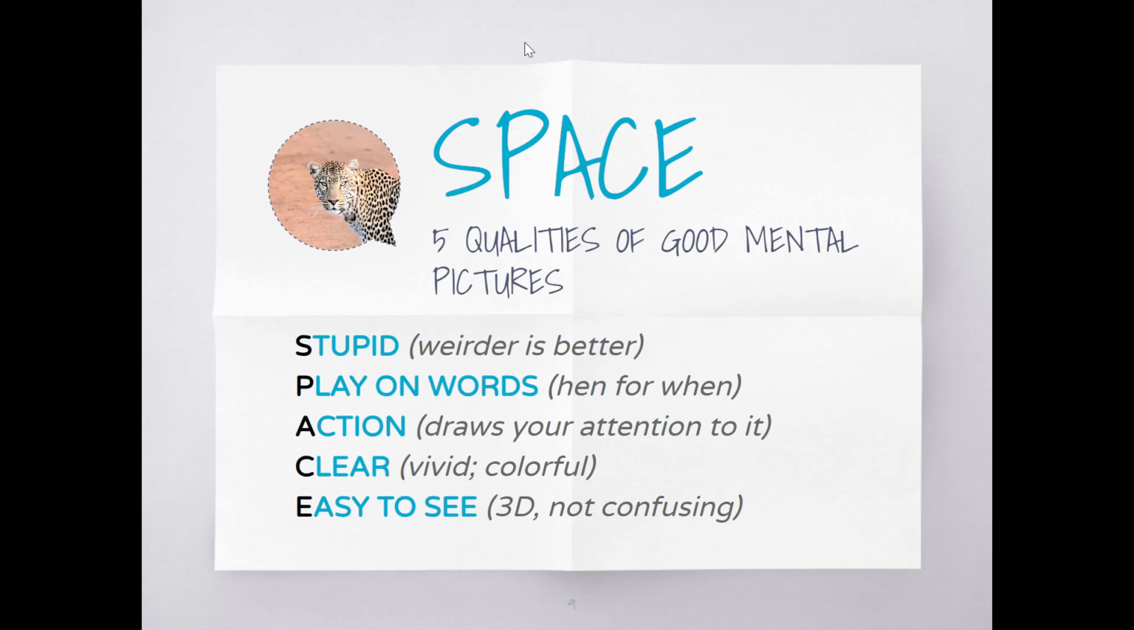Okay. Make sure your mental pictures are clear. They should be vivid. They should be colorful, right? I mentioned the five senses. You should be incorporating the five senses into your mental pictures. Okay. And easy to see. Okay. They should be three-dimensional, not confusing, right? They need to be something that is going to stick in your brain. You need to make those associations and you need to personalize it for something that you're going to remember.